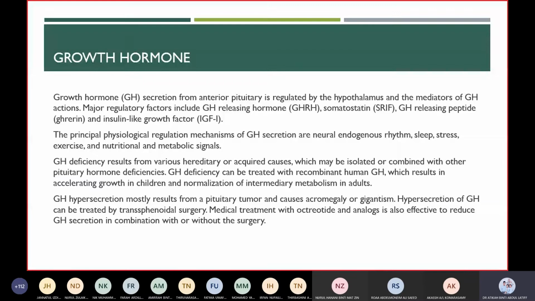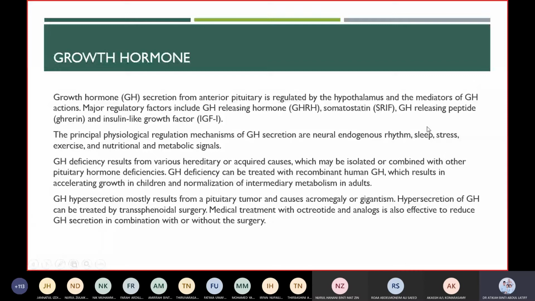So, just a bit on growth hormone. It is secreted by the anterior pituitary and regulated by the hypothalamus. Okay. It is regulated by a lot of regulatory factors such as GHRH, somatostatin, ghrelin, and insulin-like growth factors. Okay. So the principal physiological regulation of GH are neural endogenous rhythm, sleep, stress, exercise, and nutritional and metabolic signals.